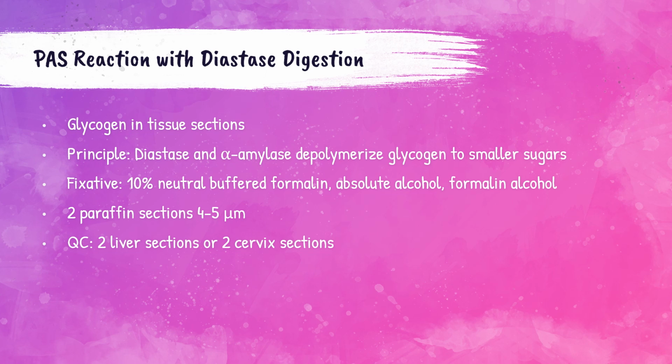For this procedure, 2 paraffin sections need to be cut to 4 to 5 microns in thickness. One section needs to be labeled with, and the other section needs to be labeled without. The with sections are for those that will be taken through that diastase reagent. The without sections are for those that are not taken through the diastase reagent. For quality control, 2 liver sections or 2 cervix sections can be used.